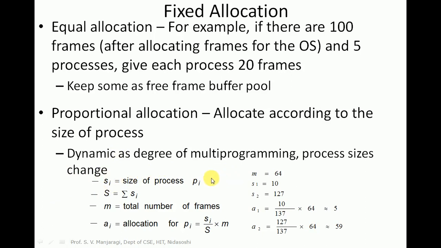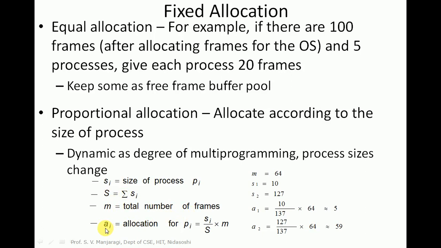Okay, let us take one example here. In this particular algorithm we can use SI. SI is basically the size of process PI, measured in terms of bytes. And capital S is equal to the summation of SI, that is, the summation of all the process sizes. And M is the total number of frames available in the physical memory or in the system.